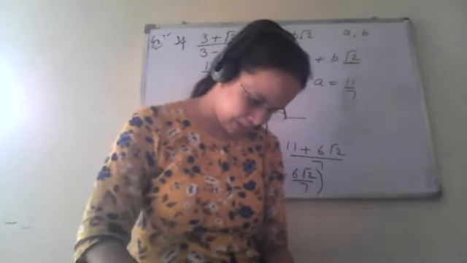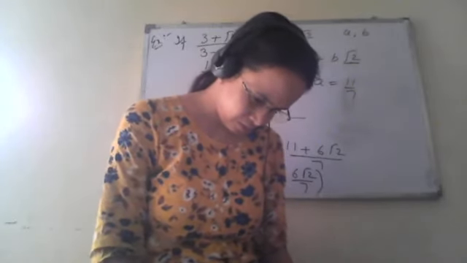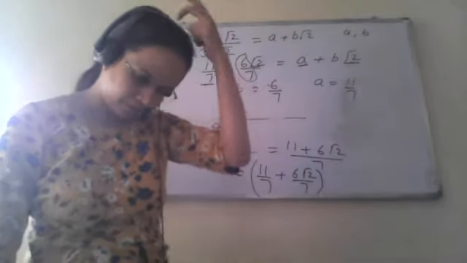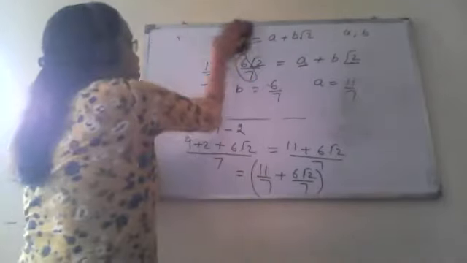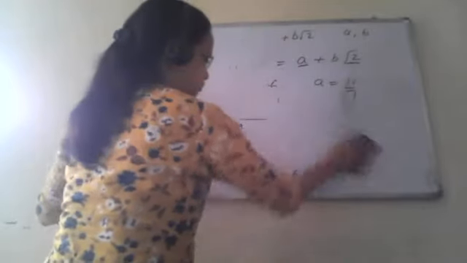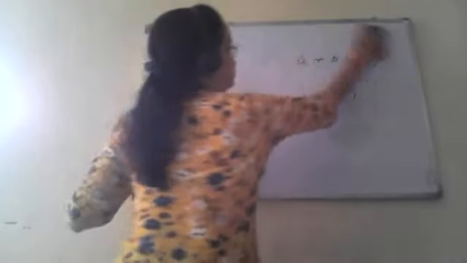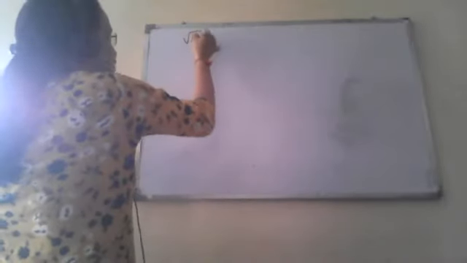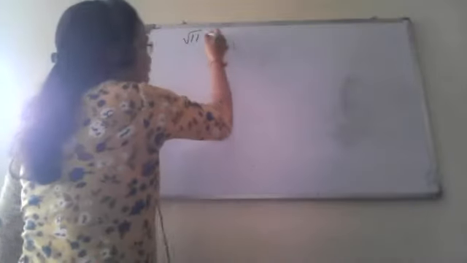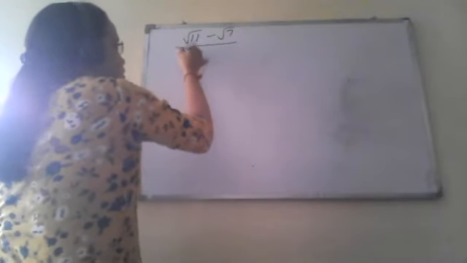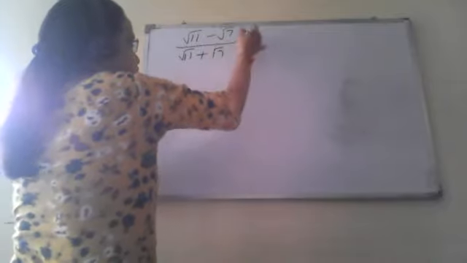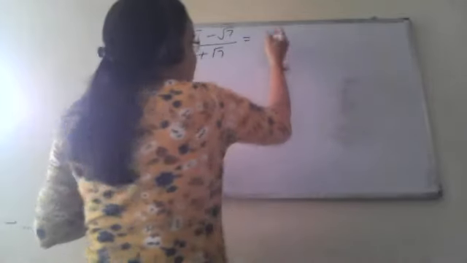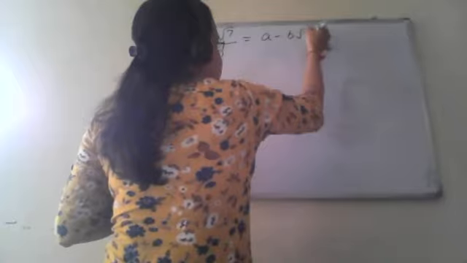So one more example I can take, so that it will be clear to you. I have to find the value of a and b when it is given that root 11 minus root 7 upon root 11 plus root 7 is equal to a minus b root 77.